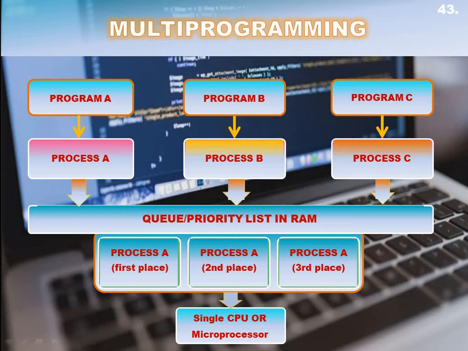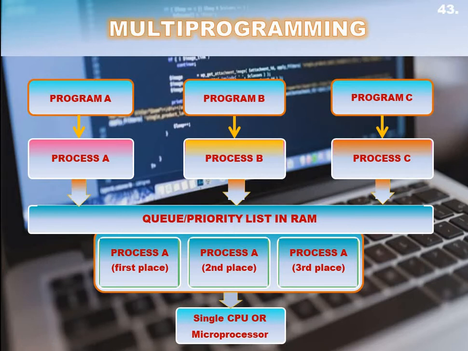As you can see in this diagram, as we were saying, the ultimate goal of multiprogramming is to keep the CPU busy. If in a multiprogramming operating system there exists only a single CPU or a single microprocessor, then that single microprocessor at one time would execute one part of a program, then another part of a program, then another part of the same program.